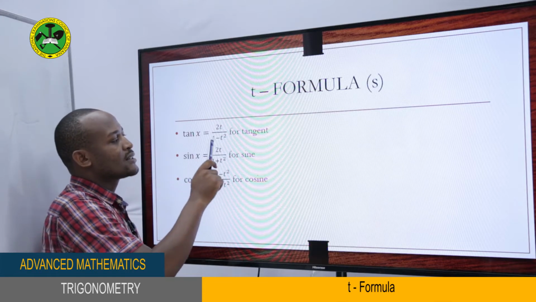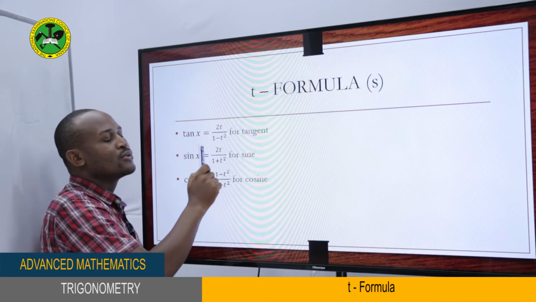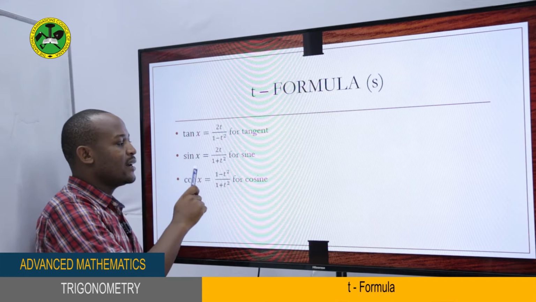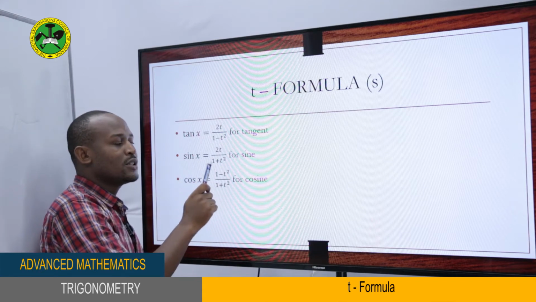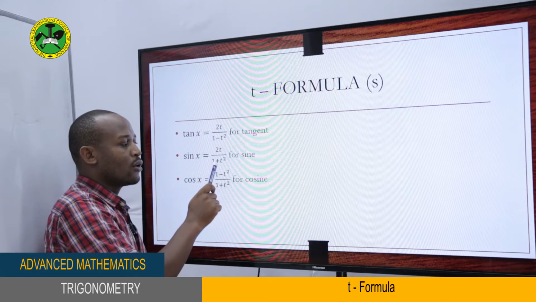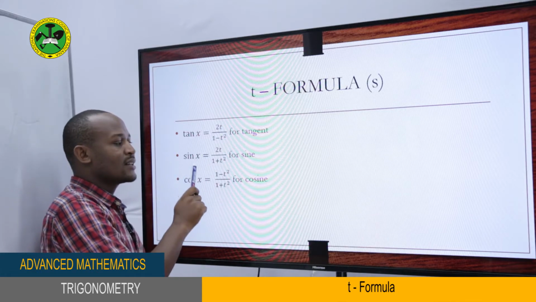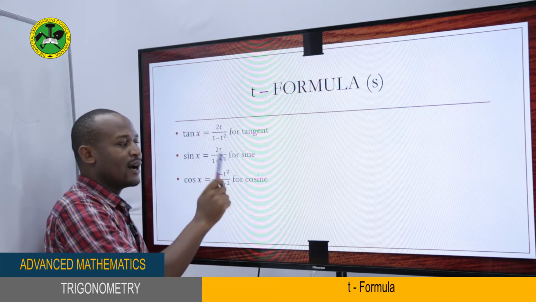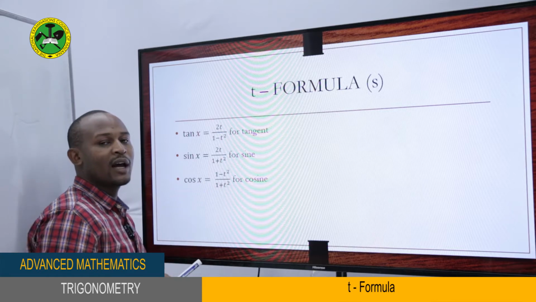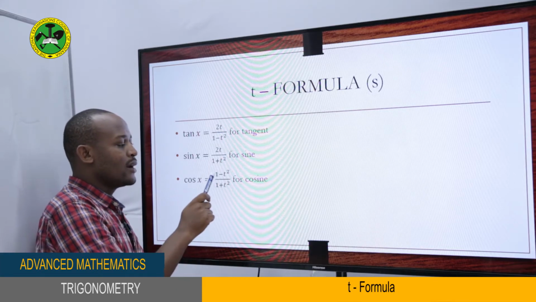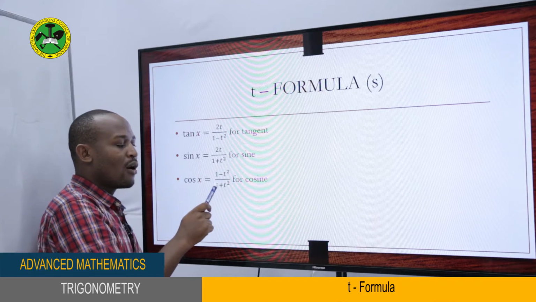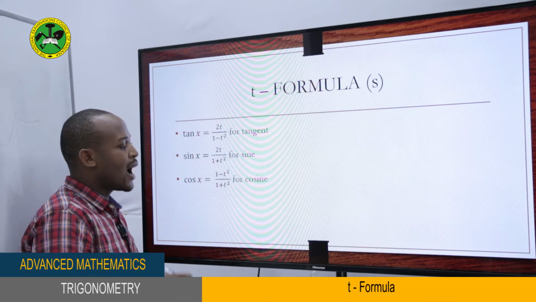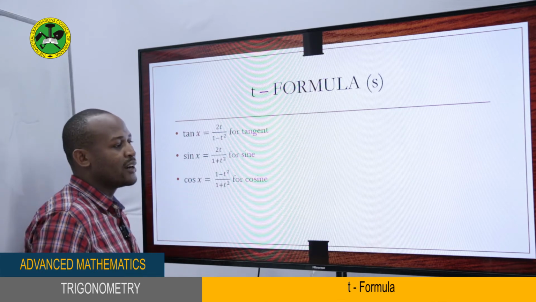For tan x, we have tan x is equal to 2t over 1 minus t square. For sine, we have sine x is equal to 2t over 1 plus t square. This is a T formula used for sine. And for cosine, we have 1 minus t square over 1 plus t square. That will be used for cosine. Now I will just show how these are obtained by a simple derivation.